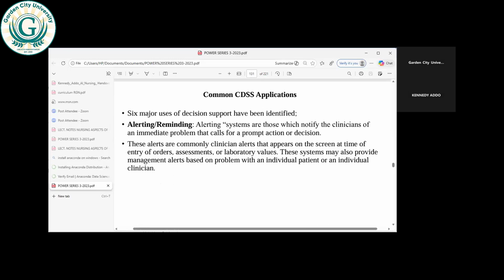Now, I don't know whether somebody has a question or anything I have to know. Then we move on to common CDSS applications. We are going to go into detail on CDSS.